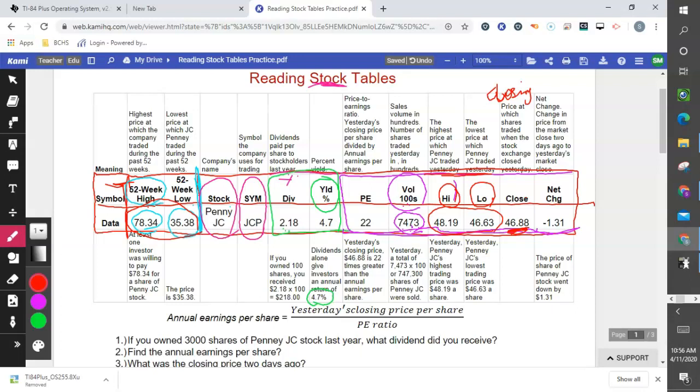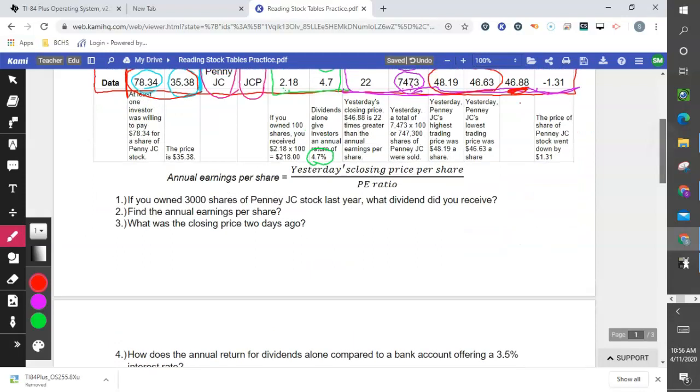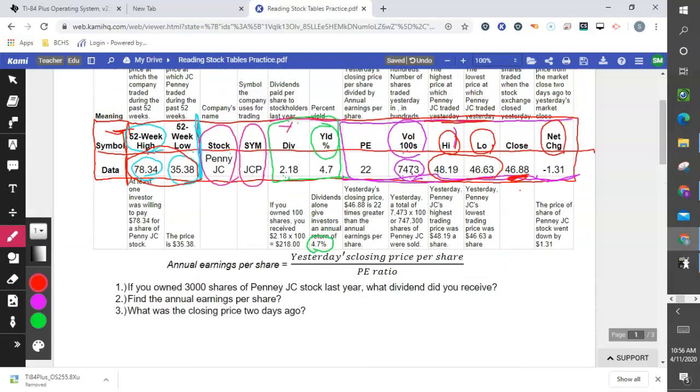Okay, so now net change is the difference between the closing price yesterday and the closing price 2 days ago. So that's how you know whether the stock is going up or going down. Some of the questions you may be asked to find all these, I have explained what each of those numbers represent.